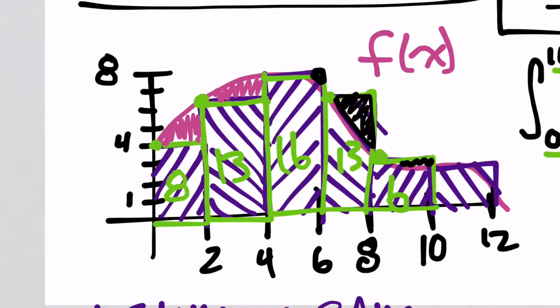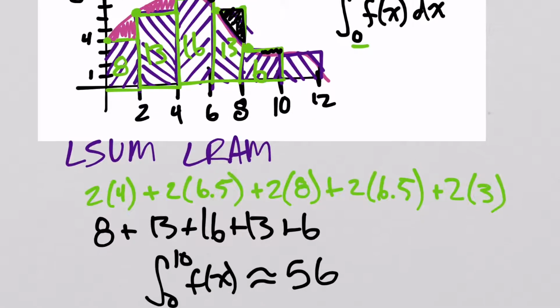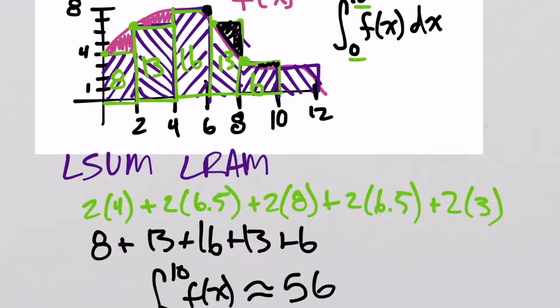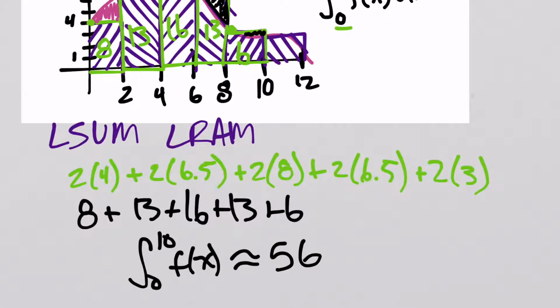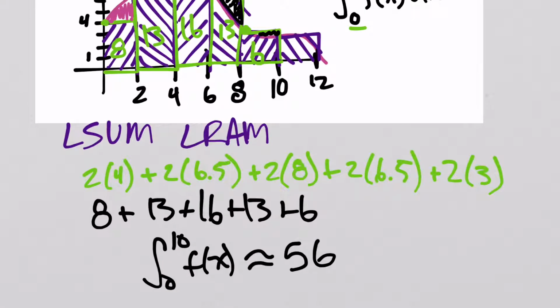Either way, we could approximate this definite integral using that left sum, like we did, and adding up all those values. So, according to this left sum, with 1, 2, 3, 4, 5 rectangles of equal length, this definite integral is approximately 56. Now that's going to be totally different if I do a right sum. But anyways, that's an L sum.